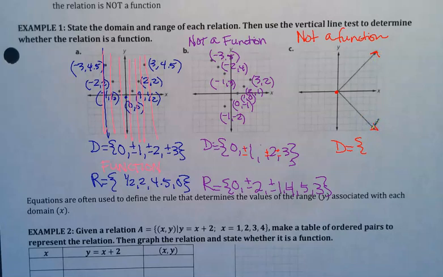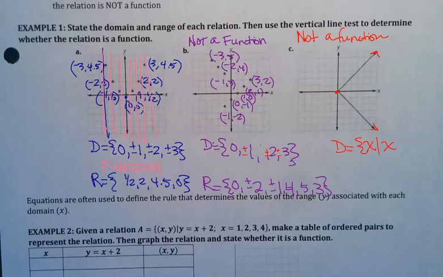Okay, so that means it goes on forever. So any ideas how we're going to do that one? We're going to have x such that, that's how it's always going to start: x such that for the domain, y such that for the range when we have an inequality.